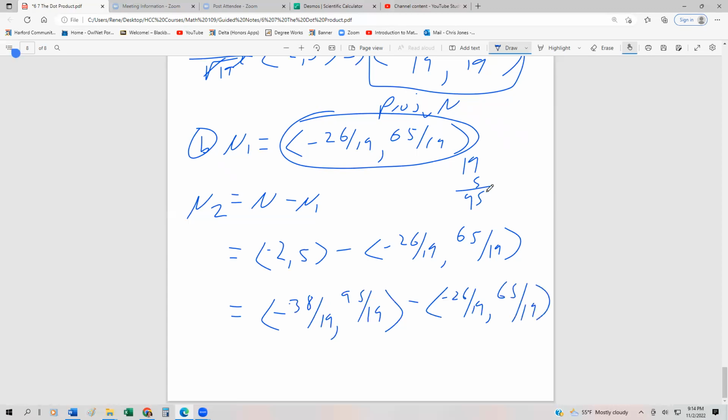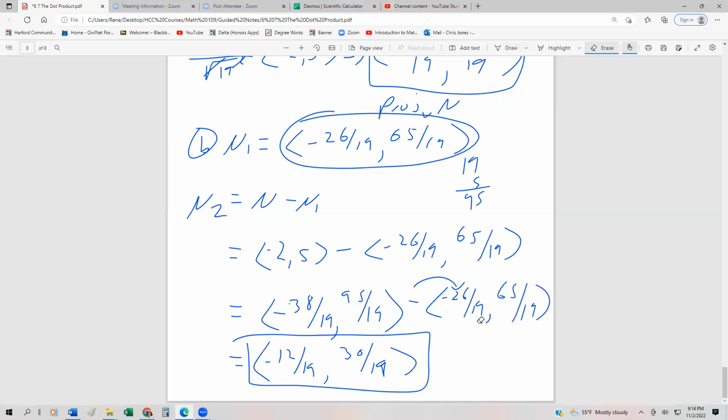Of course, you could do this in your calculator, I just don't have one that's as fast as what I can do it with. So this ends up being plus 26. -38 plus 26 is -12/19, and then 95 minus 65 gives us 30/19. You can always check this by taking the dot product between u1 and u2, because remember they're supposed to be orthogonal, so the dot product should be 0.